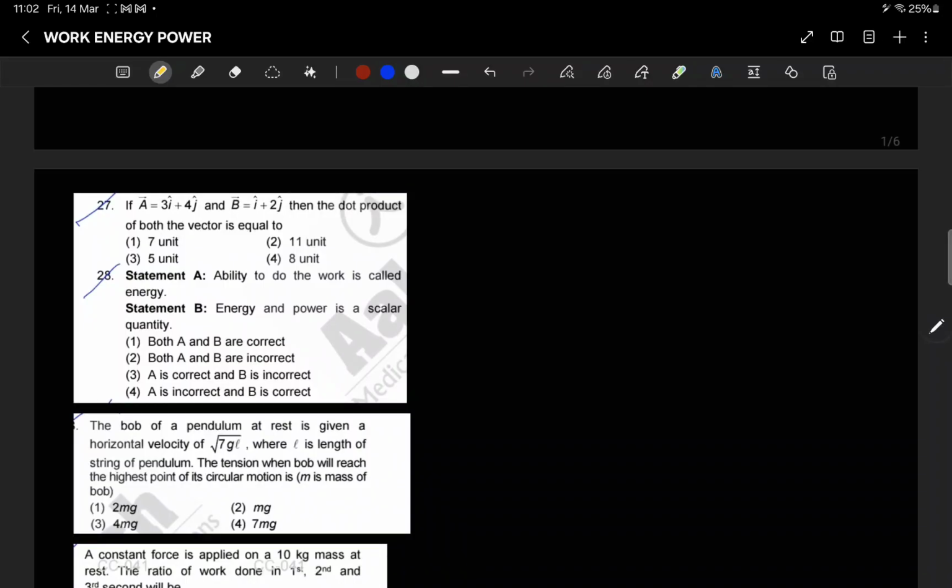Next question is a little easy, students, you know very well. A vector is given, B vector is given, then the dot product A bar dot B bar, you know very well, i component multiplied with i component: 3 into 1 is 3, plus 4 into 2 is 8. So 3 plus 8 is 11. So 11 units is the answer, second option. It is easy, students. Dot product, I think 99% of everyone knows dot product.